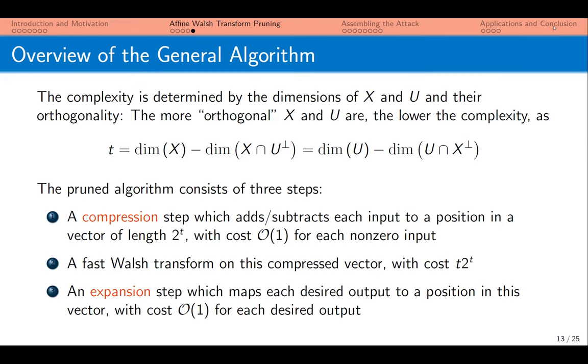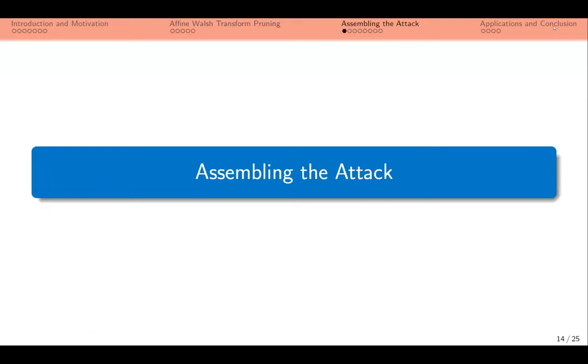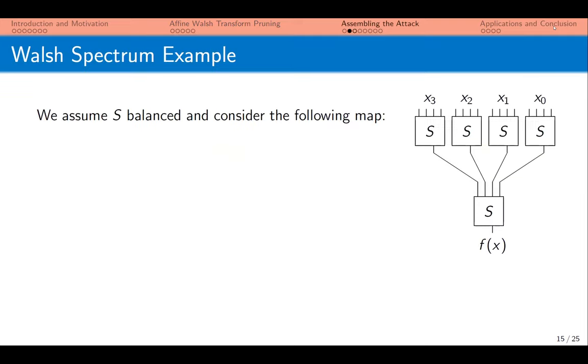And also, I would like to briefly describe the general algorithm, which has three steps, as we saw in the example. The first is a compression step, where we take all the non-zero inputs and map them to a smaller vector of size 2 to the t. Then we apply the fast Walsh transform on this smaller vector. And finally, we have an expansion step where we just copy the outputs of this smaller transform with some sign swaps in some cases. So now let's return to cryptanalysis and look at an example of the kind of properties that we can exploit in the Walsh spectrum of the key recovery map.